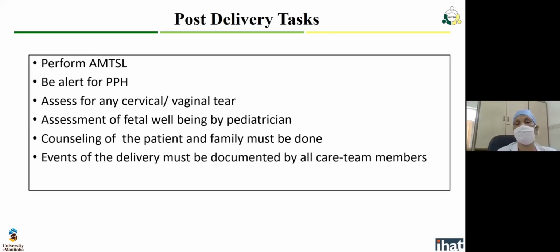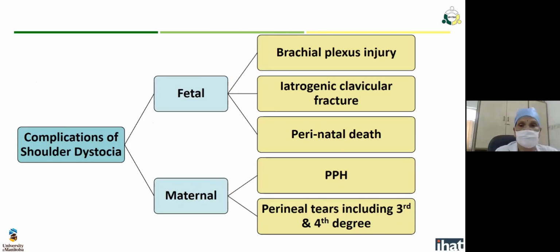Events of the delivery must be documented by all the care team. ये नहीं कि आप ही को सब करना है, कोई भी है उसे टाइम नोट करता जाए, कितने बजे हेड डिलीवर हुआ, कितने बजे शोल्डर डिलीवर हुआ, what are the things you have done, because it is a medico-legal case. बच्चे में पेरीनेटल मॉर्टेलिटी एंड मॉर्बिडिटीज आर वेरी हाई इन दीज केसेस. So what are the complications of shoulder dystocia? Fetal complication, maternal complication. Perinatal, जितना भी डिले होगा उतने चांसेस ऑफ स्टिलबर्थ के हो जाते हैं. तो पेरिनेटल डेथ्स आर वेरी हाई.